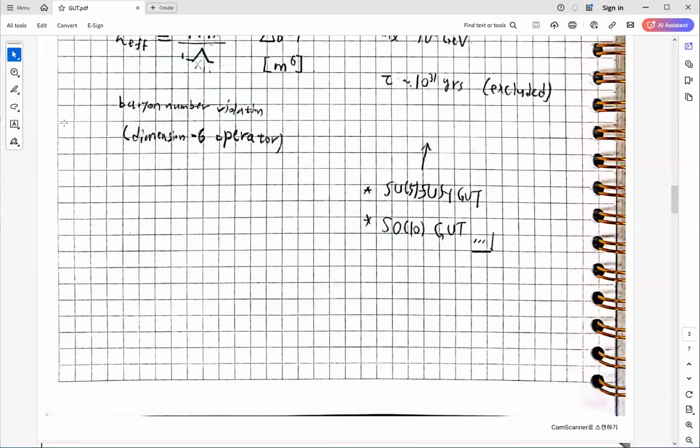In the remaining part, the Yukawa interactions and the gauge coupling unifications with the other extended GUTs such as SO(10) and SUSY GUTs will be discussed in the next video.